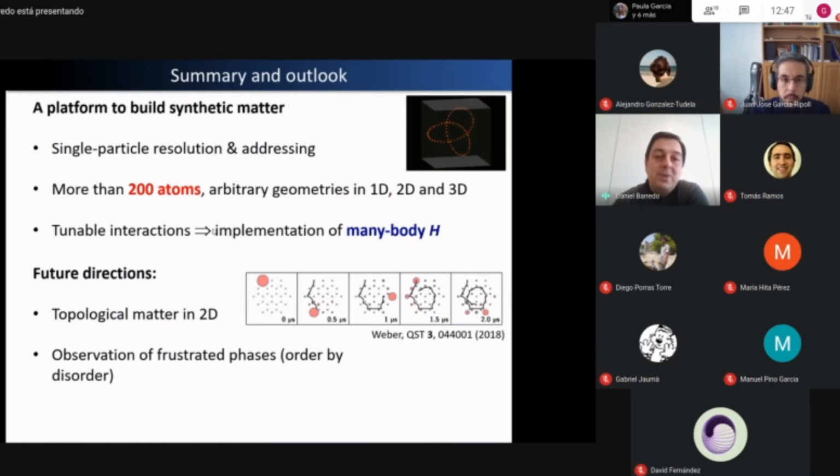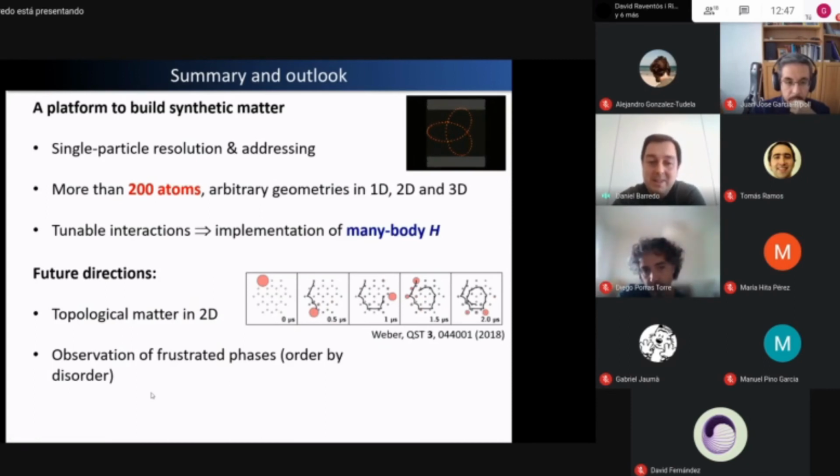And then finally, as future directions, there are many directions that we can explore. But in principle, we are going to follow two different routes. On the one hand, we are going to explore topological matter in 2D. This is a collaboration that we have with Hans-Peter Büchler in Stuttgart. And also, as I told you in the presentation, we would like to observe these frustrated phases, this order by disorder in the quantum Ising model for triangular or frustrated lattices.